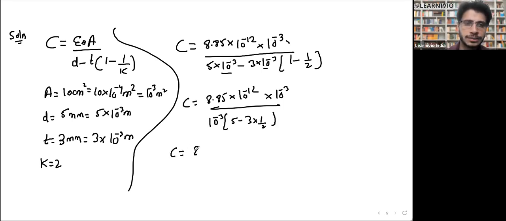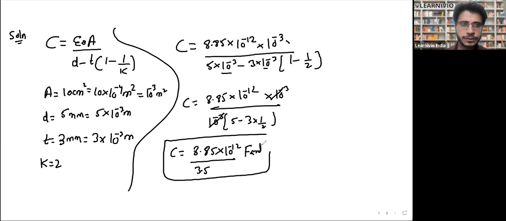So capacitance is 8. This 10 raised to the power minus 3 will cancel this term. It's 8.85 into 10 raised to the power minus 12. That's 1.5. So it's 3.5 this much of farad. This is your capacitance. That's the first part. The second part of the question.